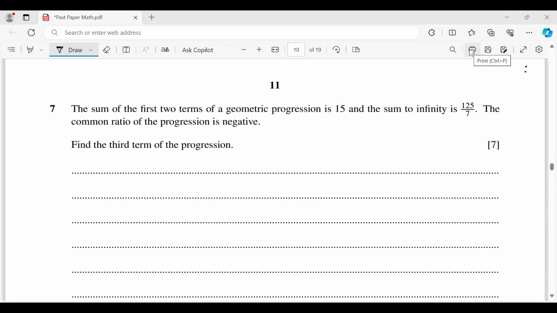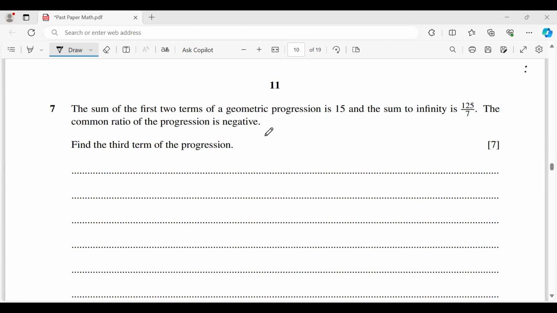Seven, the sum of the first two terms of a geometric progression is 15. And the sum to infinity is 125/7. The common ratio of the progression is negative. Find the third term of the progression.